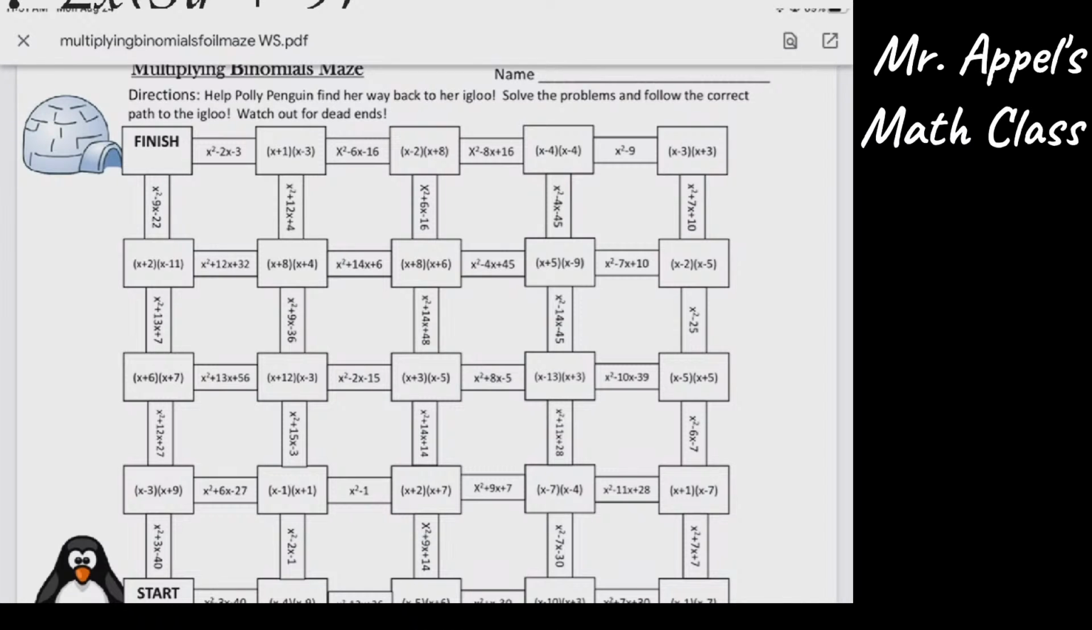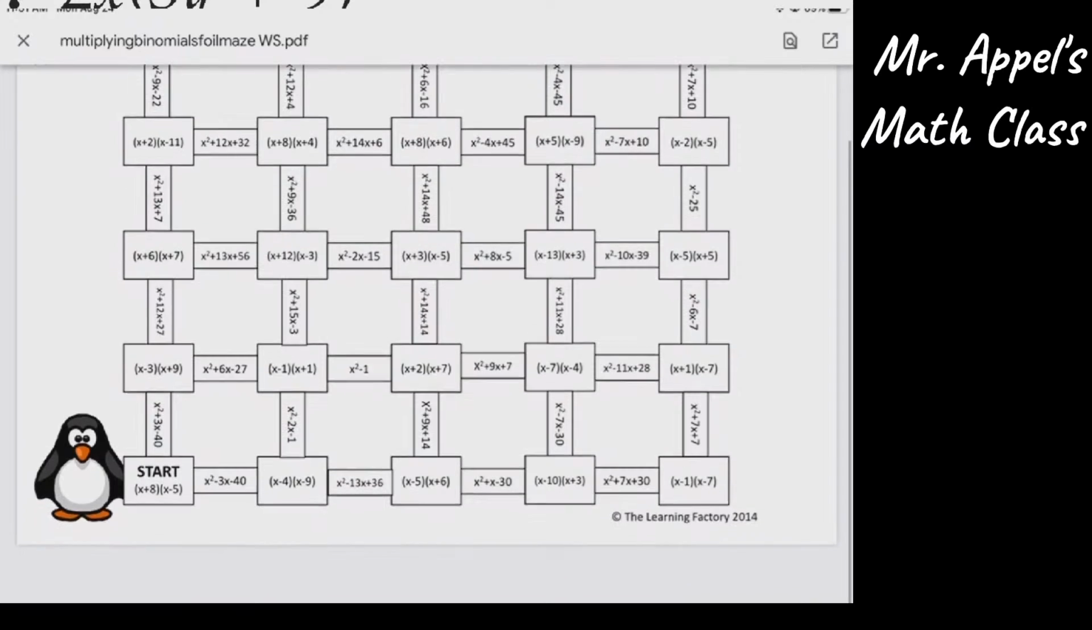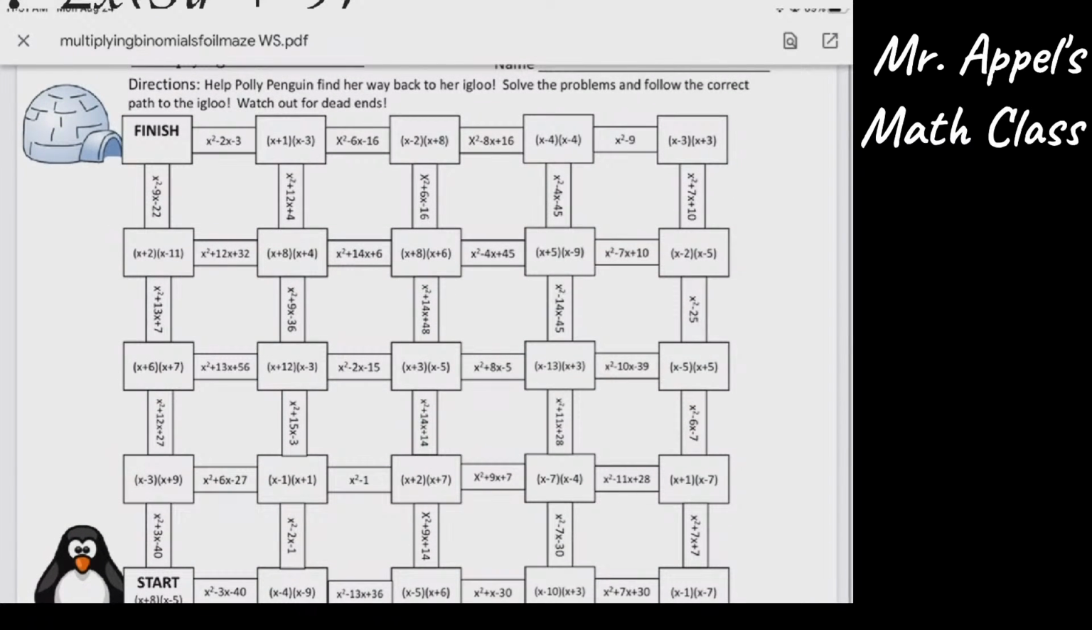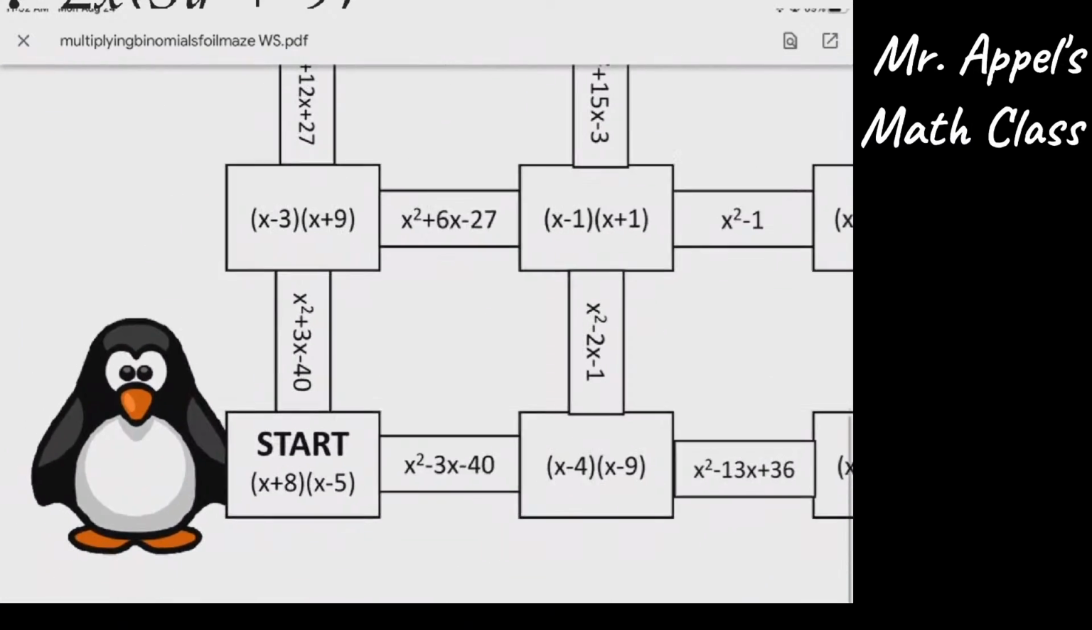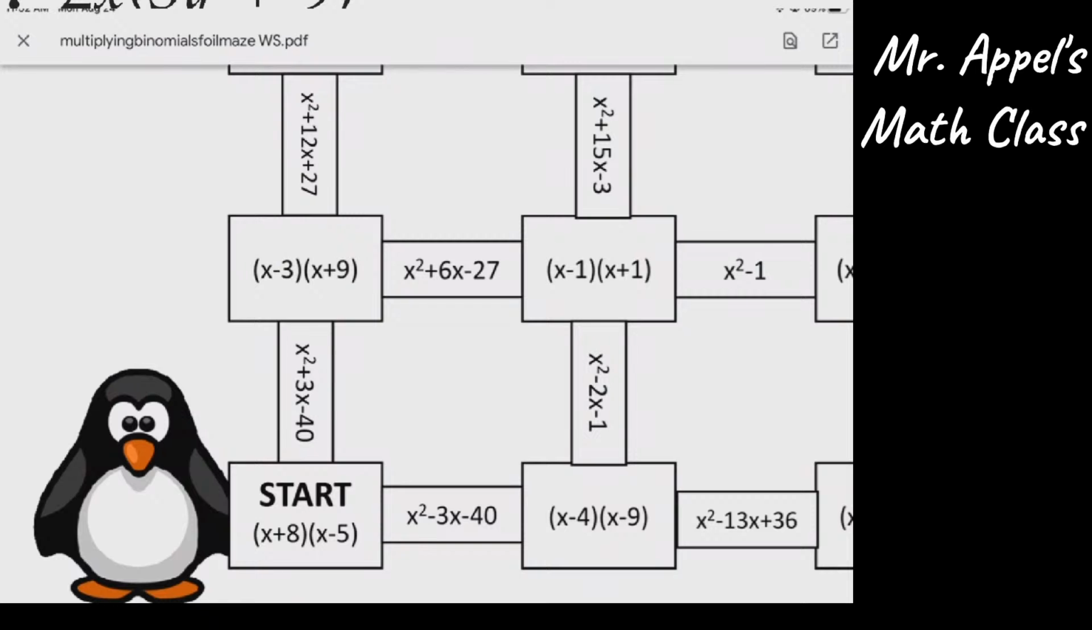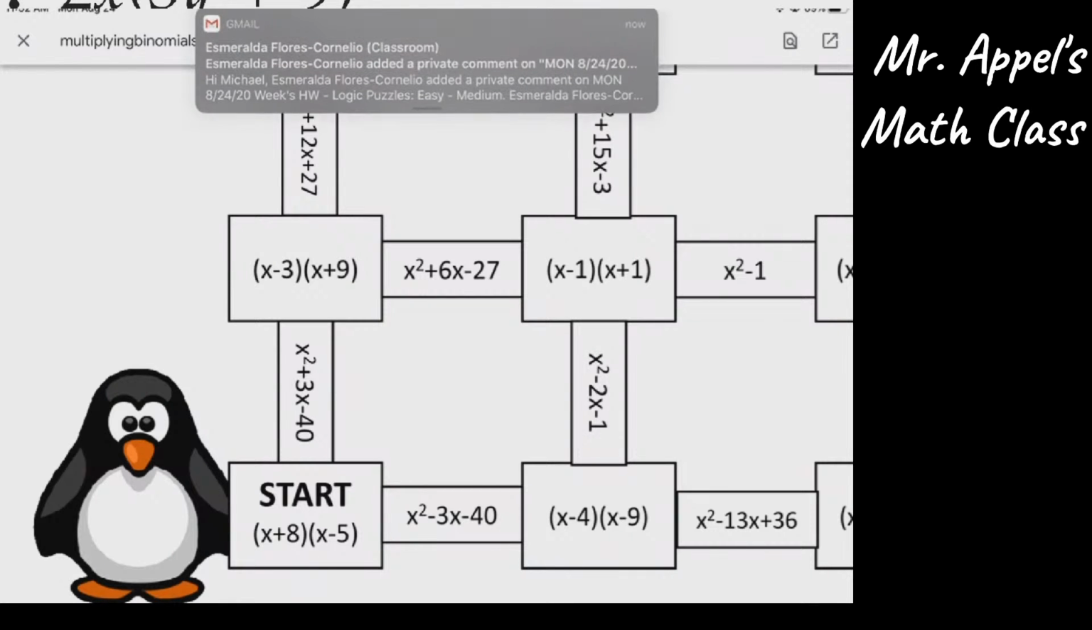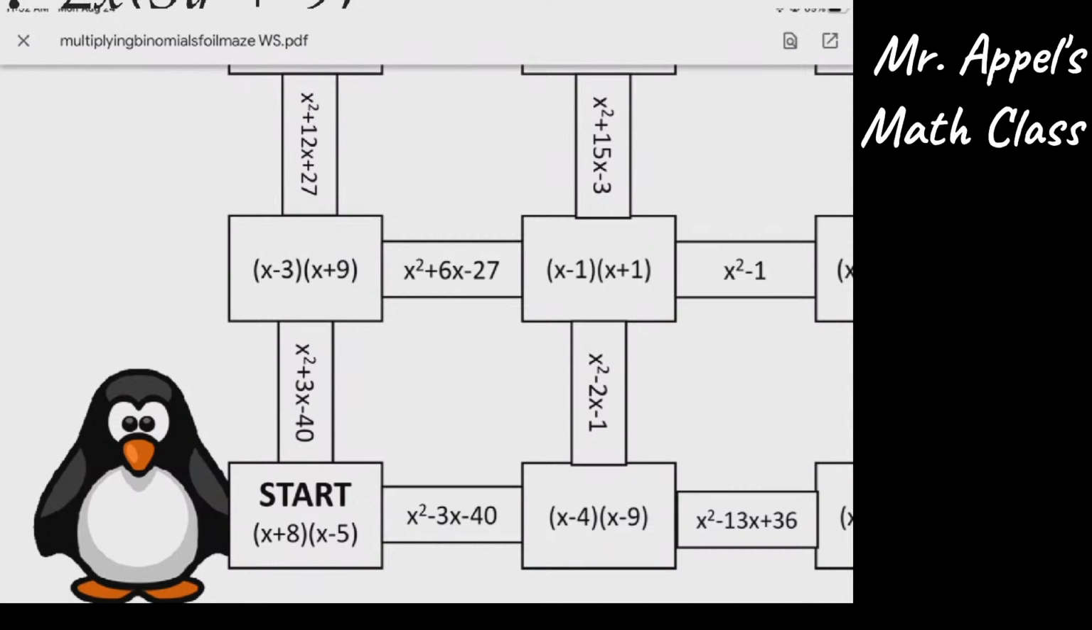I don't know who designed this thing. I would have put the penguin here and the igloo down there. Whatever. We're starting at the bottom and working our way up. So, Polly the Penguin's start button. And I apologize that the way this captures the screen cuts off the end here. Let's see if I zoom in, can I move it up? There we go. All right. So we're starting with x plus 8 times x minus 5. Multiply those out. What do you get? Will it be x squared?